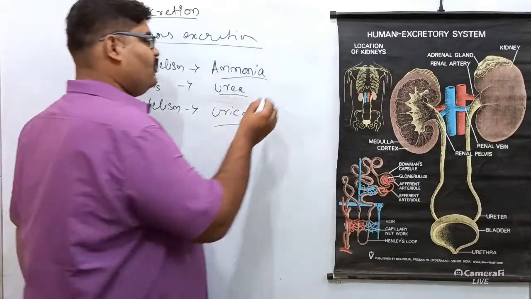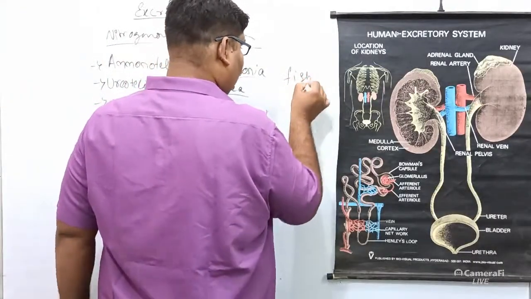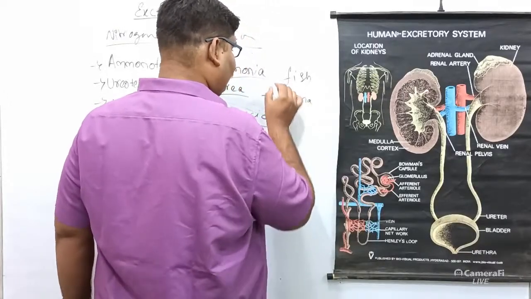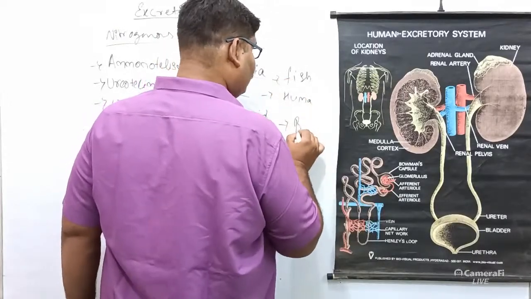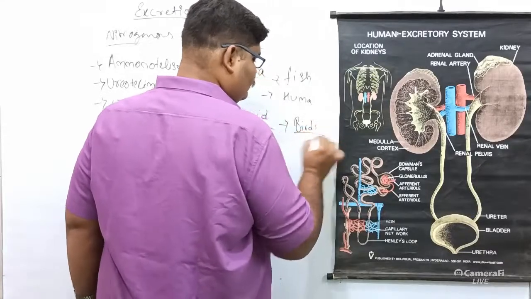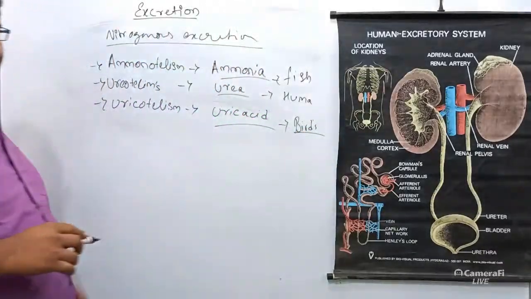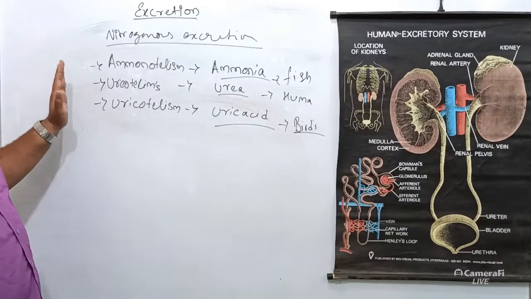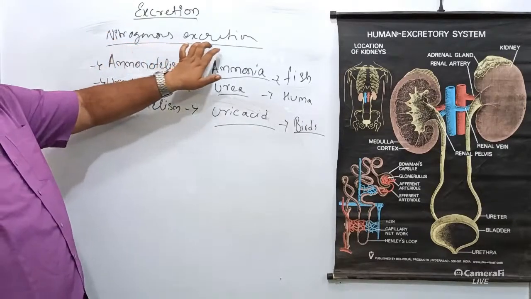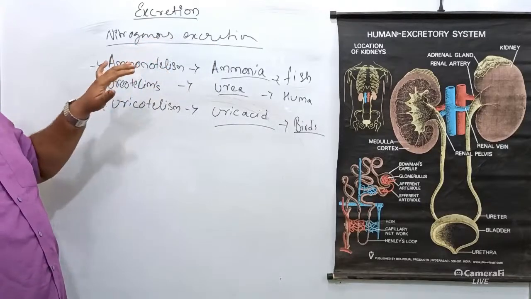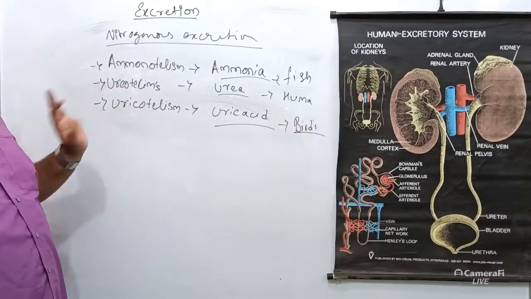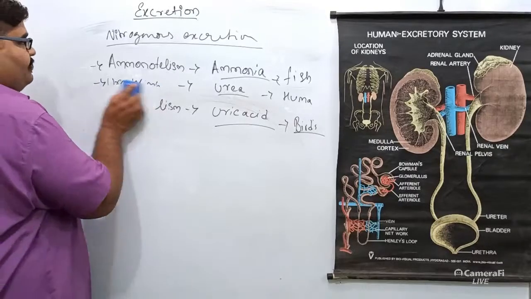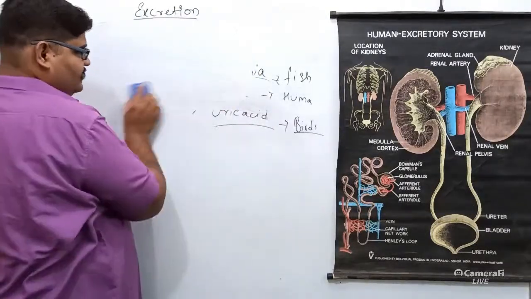For ammonia you can add fish as an example. For urea you can add human. For uric acid you can add the example of birds or some reptiles. So this is all about the different modes of excretion on the basis of the nitrogenous compounds, that is ammonia, urea and uric acid. Now we will actually begin with the process of excretion.